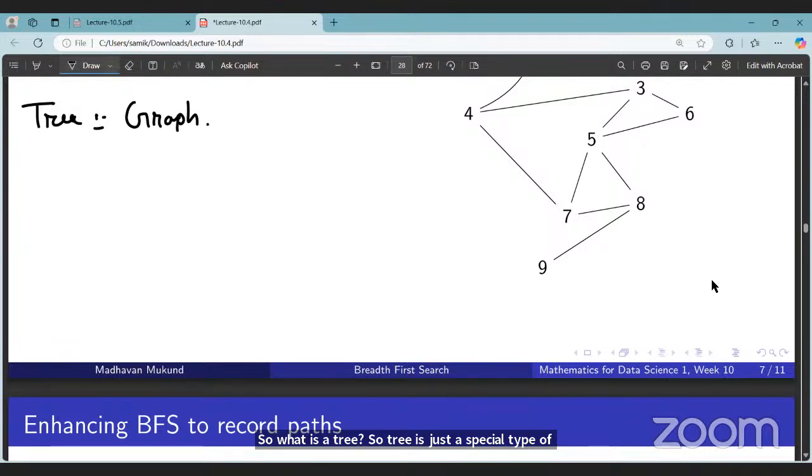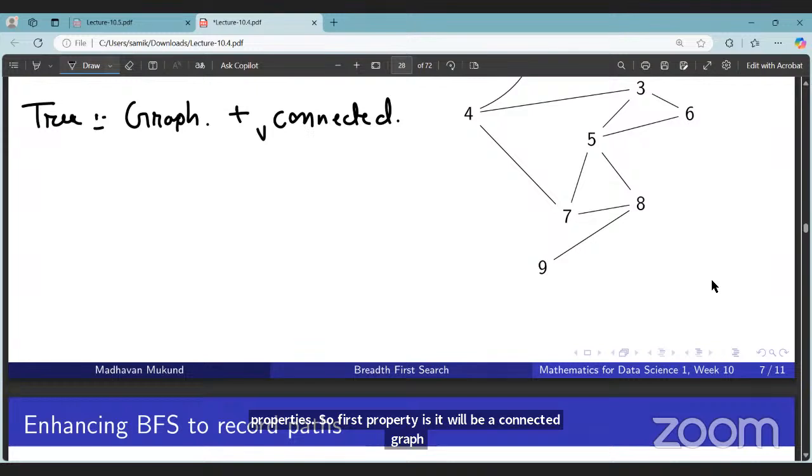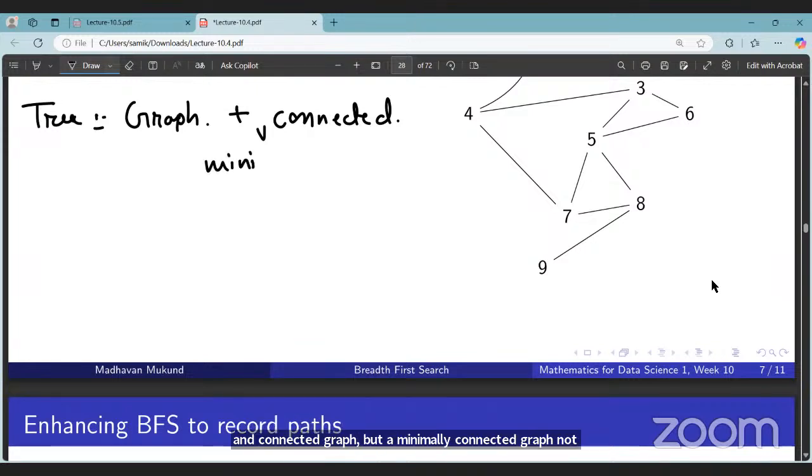But what type of graph? It has two properties. The first property is that it will be a connected graph, and not only connected, but minimally connected. What do we understand by a minimally connected graph? If you add one edge to this graph, it will create a cycle, and if you remove one edge, it will disconnect the graph.